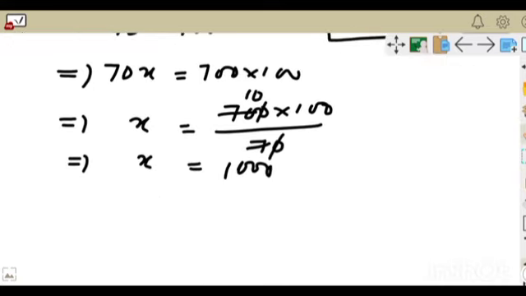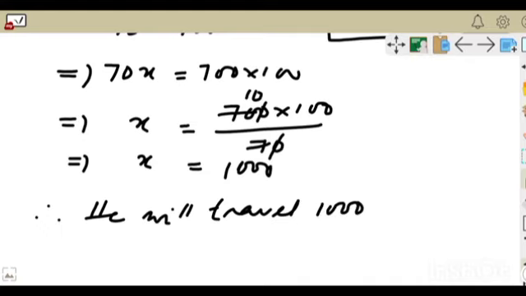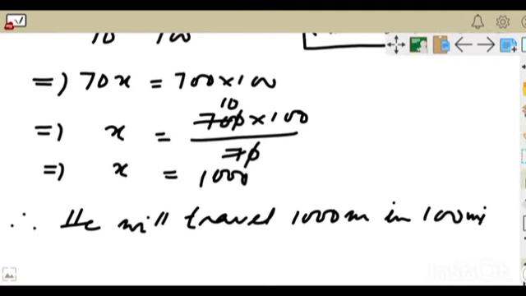Okay, so let's give the conclusion here. Therefore he will travel how many kilometer? Sorry, how many meter? 1000 meter. In how many minutes? In 100 minutes. I'll write here minutes.